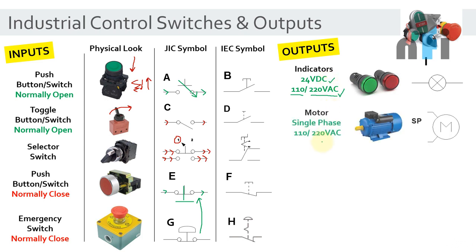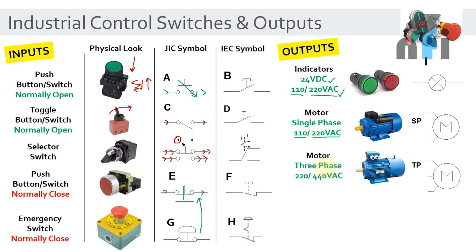All right. Then you have the motor. It's a very common device. It's a single phase motor, and that's the symbol for that. It can be driven at 110 VAC or 220 VAC in some countries. Then you have the three-phase motor, and that's the symbol for three-phase, and it can also be at 220 and 440, could be in star or could be in delta.